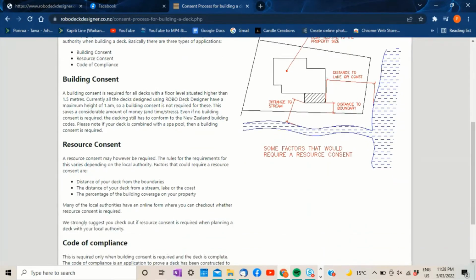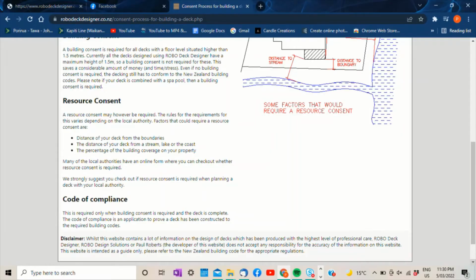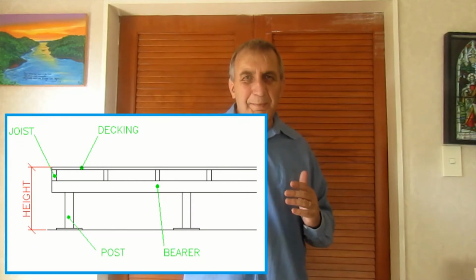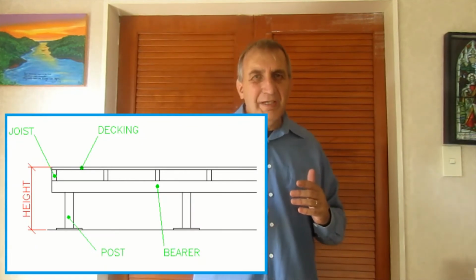There's a web page on the ROBO Deck Designer website on the consent process, so if you go to the website and check it out, it's probably a good idea, and also talk to your council about what you want to do. Another part here is if your deck is more than 1.5 metres above the ground, you can't build it yourself, you'll need a licensed building practitioner to build your deck. All the decks on the ROBO Deck Designer website currently are not more than 1.5 metres from the ground.